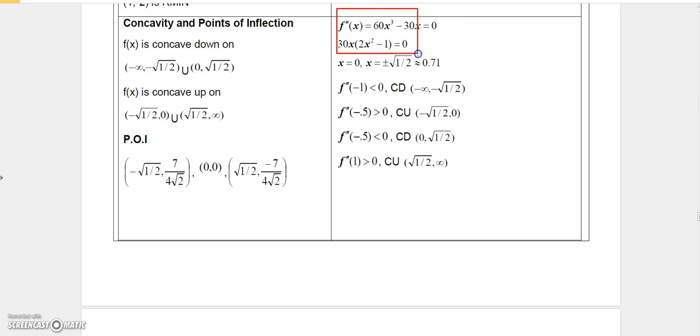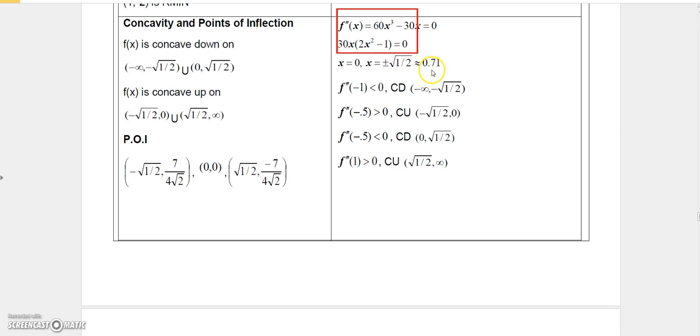And if you set that equal to 0, you'll get x equals 0 for one possible point of inflection. And then if you solve this equation, so you can take that over here somewhere and solve it. So if you get this equation, you would add 1 to both sides and then divide by 2. So you would get x squared equals a half. And then x would equal plus or minus the square root of a half.